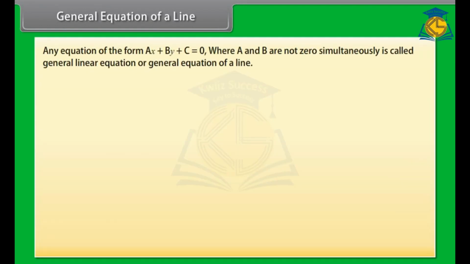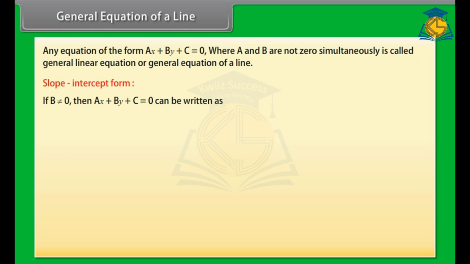General equation of a line. Any equation of the form ax + by + c = 0, where a and b are not 0 simultaneously, is called a general linear equation or general equation of a line. Different forms of general equation. Slope-intercept form.